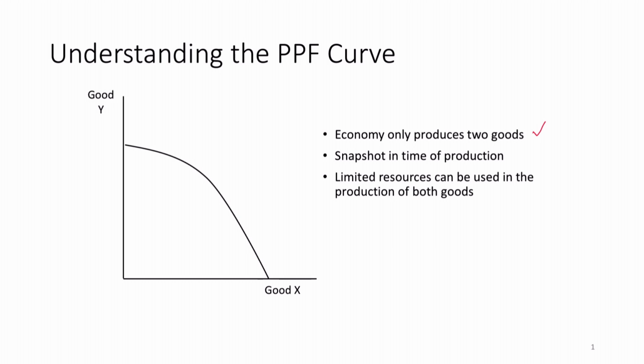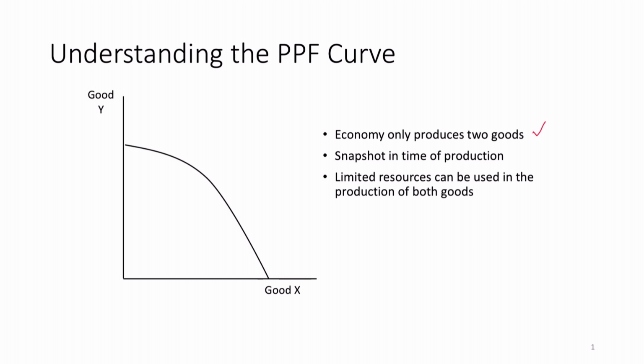Now, an important point here is that, as you can see, the PPF curve is bowed out. What this is telling us is that, yes, limited resources can be used in the production of both goods, but some of those resources are going to be a little bit better at producing good X, and some resources are going to be a little bit better at producing good Y. Hence why the PPF curve is bowed out.